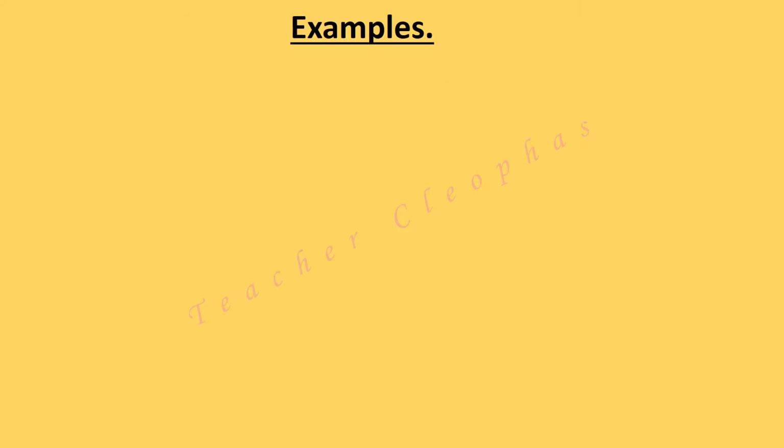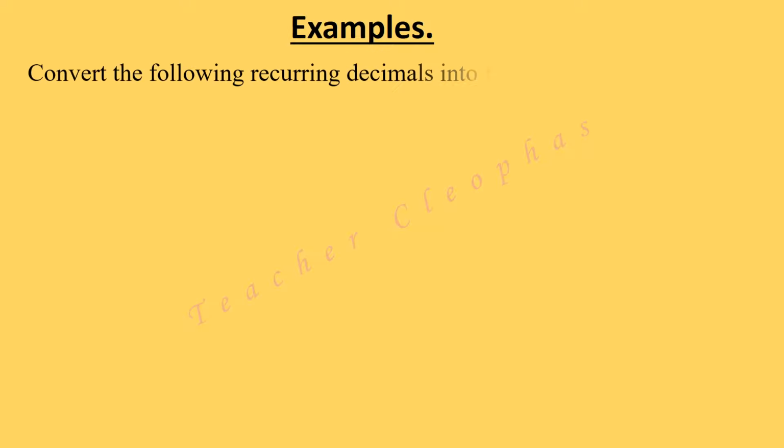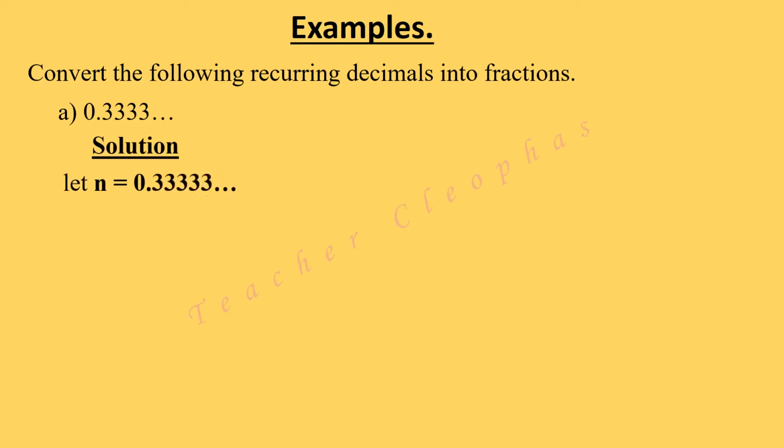Examples of how to convert recurring decimals into fractions. Convert the following recurring decimals into fractions. A. 0.3333... Solution. Let n be equal to 0.3333... Let this be our first equation.